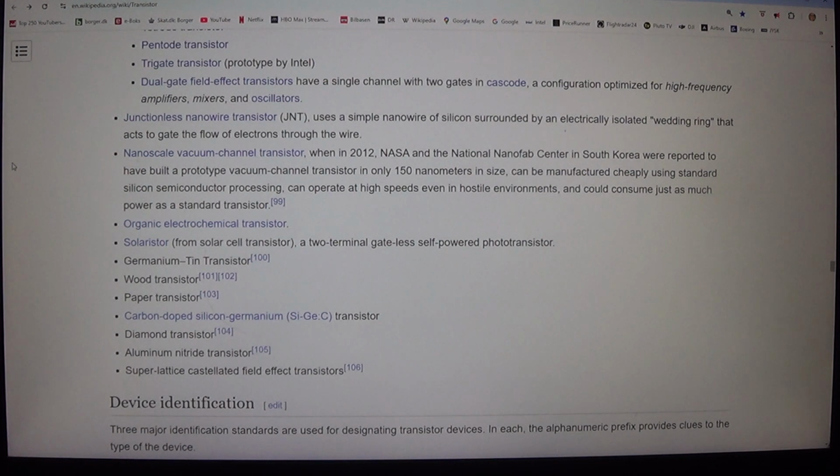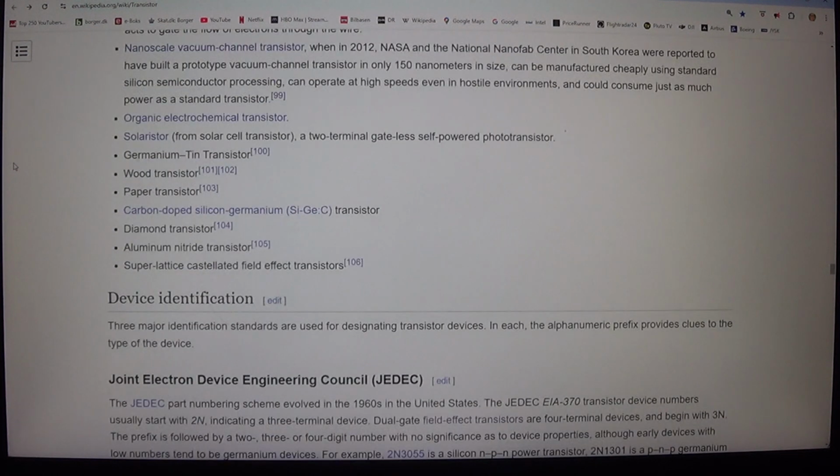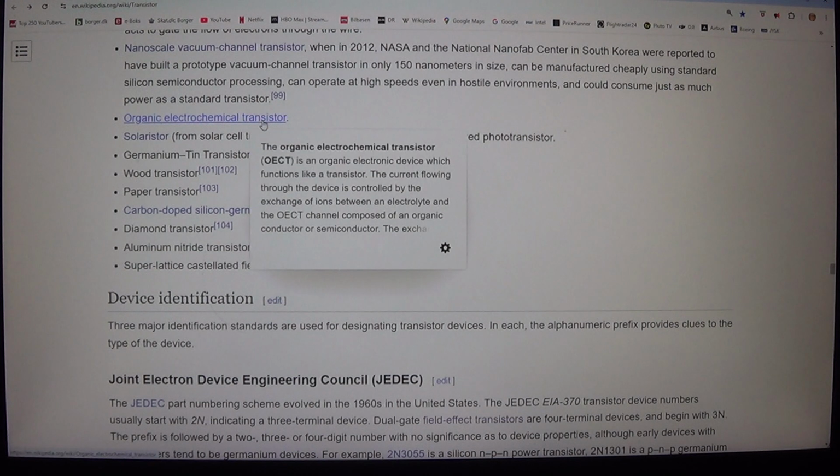10. Nanoscale vacuum channel transistor. In 2012, NASA and the National Nanofab Center in South Korea reported to have built a prototype vacuum channel transistor only 150 nanometers in size, which can be manufactured cheaply using standard silicon semiconductor processing, can operate at high speeds even in hostile environments, and could consume just as much power as a standard transistor. 11. Organic electrochemical transistor.